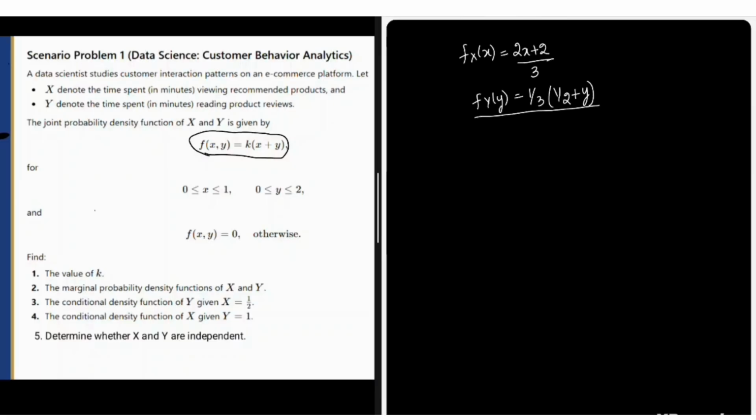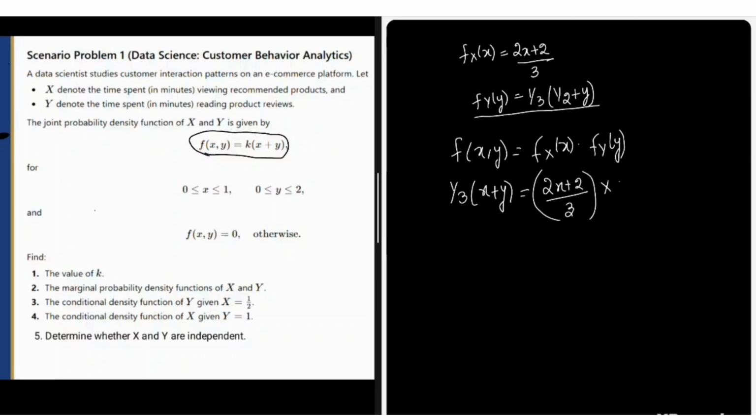Next we have to check whether x and y are independent. In order to check whether x and y are independent, we have to find whether f of x comma y is equal to fx of x into fy of y. If both are equal, then they are independent. So f of x comma y is nothing but 1 by 3 into x plus y, and fx of x is nothing but 2x plus 2 divided by 3, into fy of y, which is 1 by 3 into 1 by 2 plus y. On solving both sides, there is no chance of both being equal. They are not equal, so they are not independent.